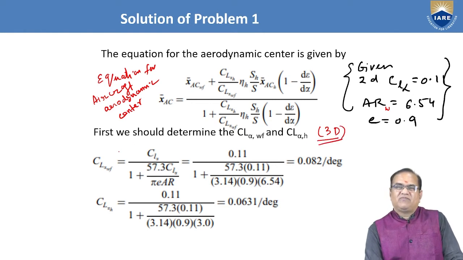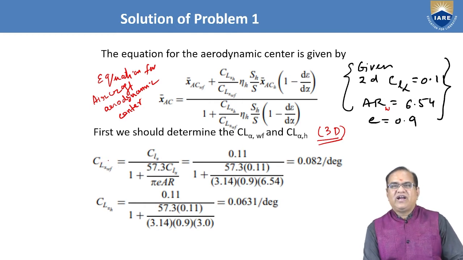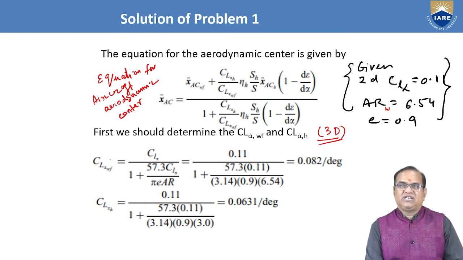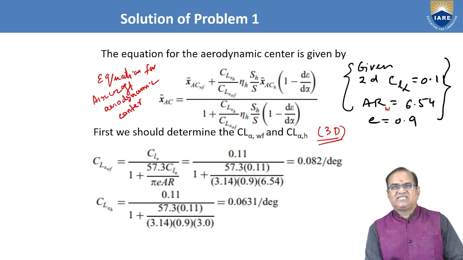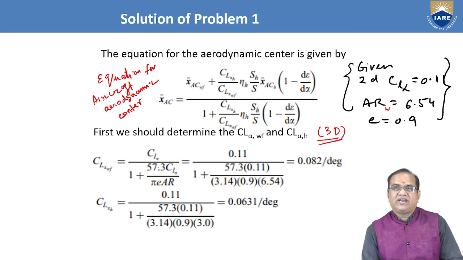So we know from our previous courses, especially from aerodynamics, that to go from a 2D aerofoil to a 3D wing, the equation is CL alpha of wing fuselage in 3D is equal to CL alpha of 2D divided by 1 plus 57.3 CL alpha divided by pi E aspect ratio. This 57.3 is to convert radian to degree.